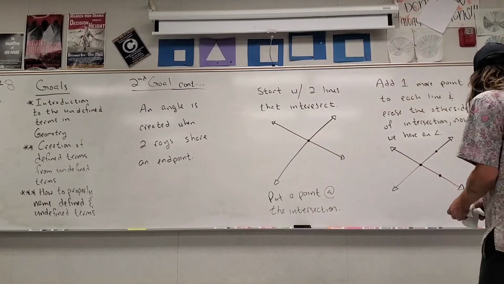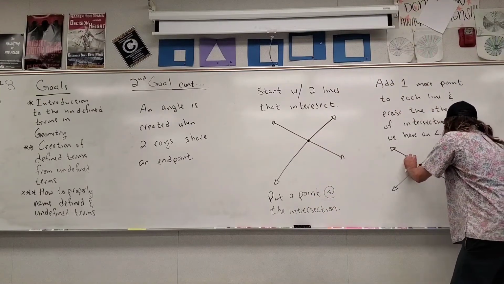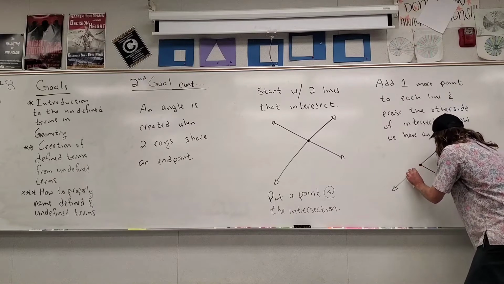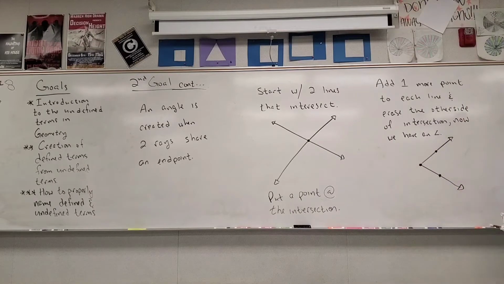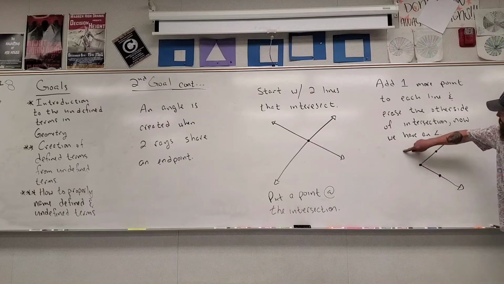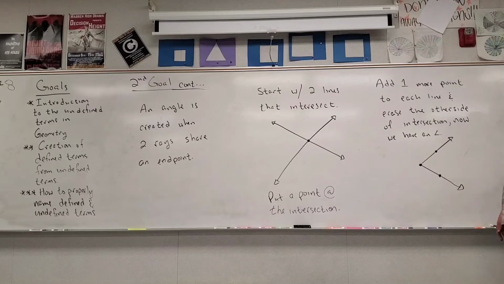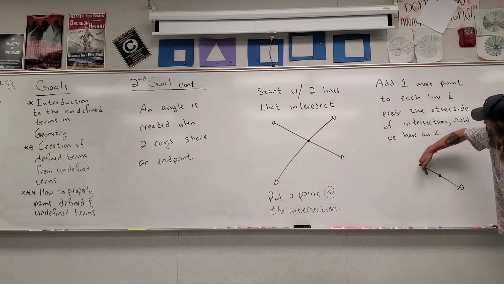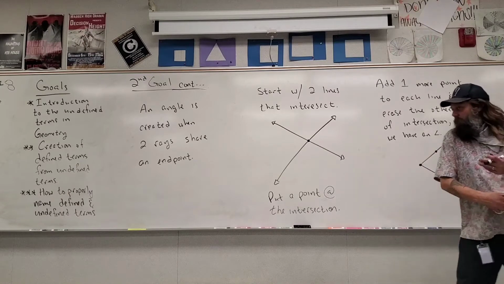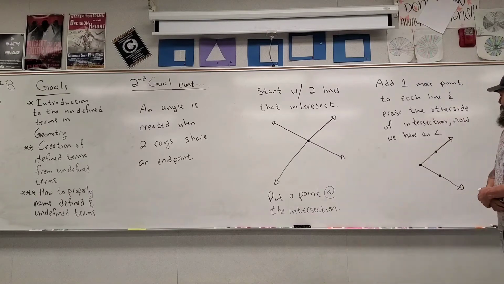And so hopefully you understand how defined terms are created from undefined terms. Now, I put the point here. I could have put the point here and then erased this part. Or I could have put this point here and erased this part. So we could have actually created a couple different angles, right? So this isn't the only angle that could be created from this situation.